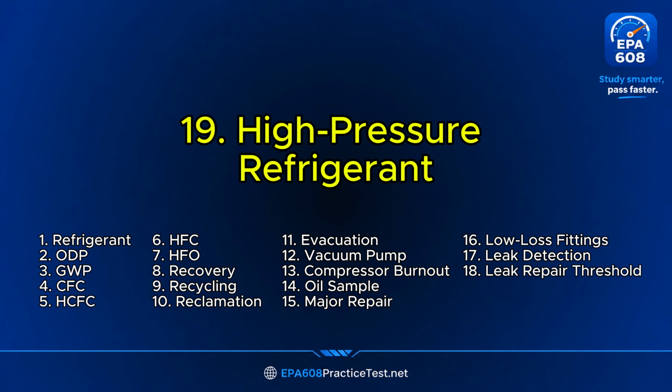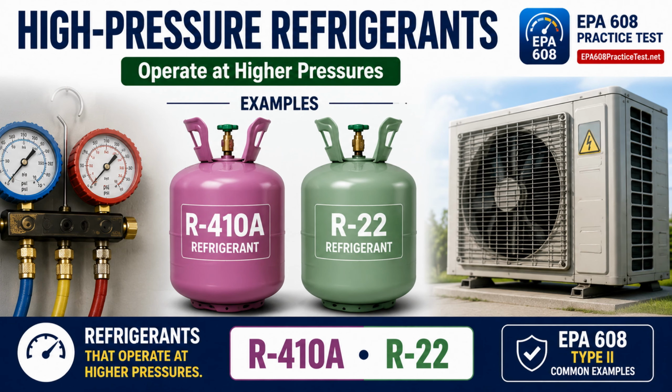19. High-pressure refrigerant. High-pressure refrigerants operate at higher pressures within a refrigeration system. Common examples include R410A and R22. You'll often find these refrigerants in air conditioning and commercial refrigeration systems. For the EPA exam, remember, R410A and R22 are common high-pressure refrigerants.